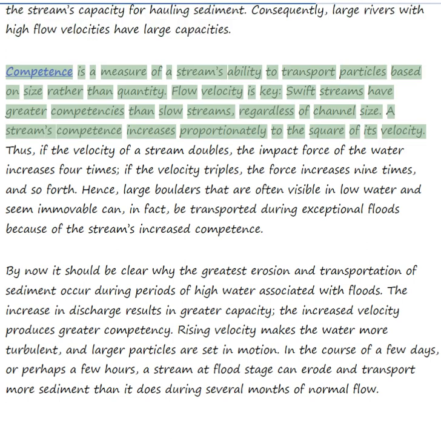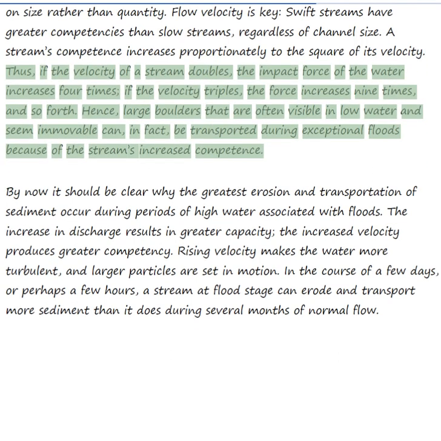Competence is a measure of a stream's ability to transport particles based on size rather than quantity. Flow velocity is key. Swift streams have greater competencies than slow streams, regardless of channel size. A stream's competence increases proportionately to the square of its velocity. Thus, if the velocity of a stream doubles, the impact force of the water increases 4 times, if the velocity triples, the force increases 9 times, and so forth.